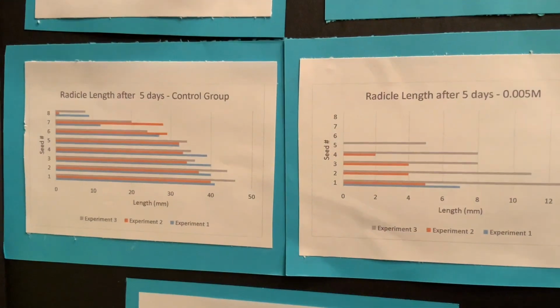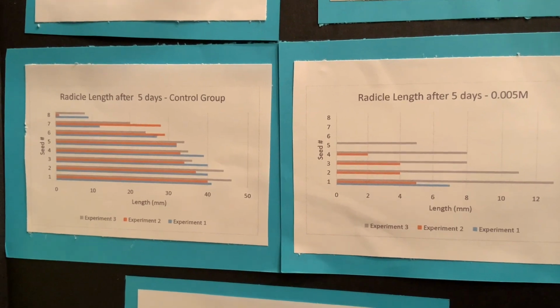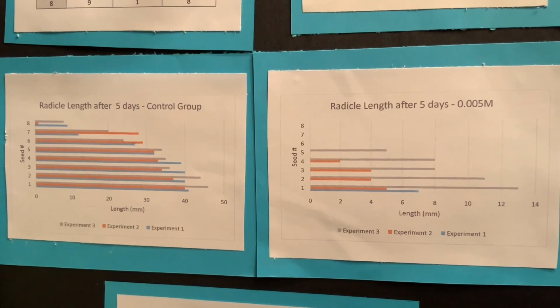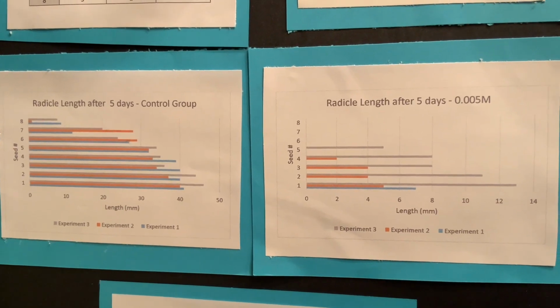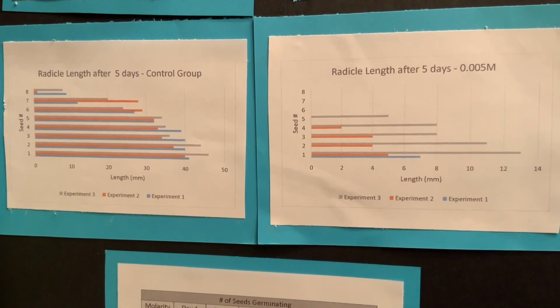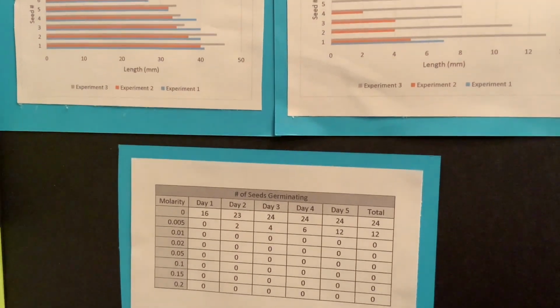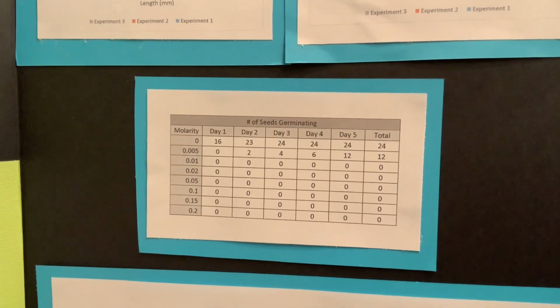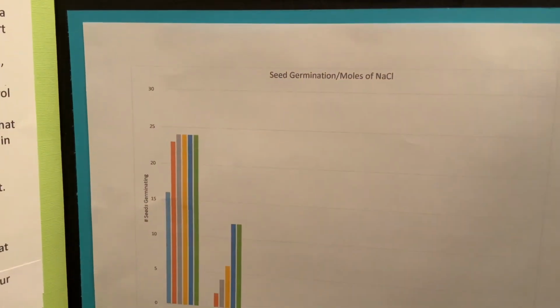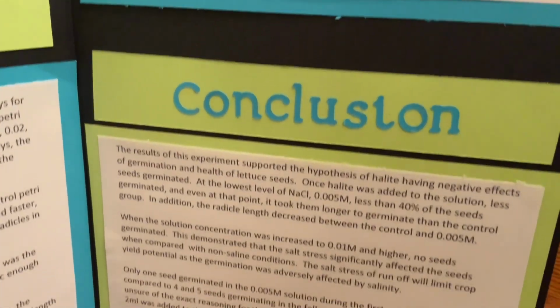The average radical length for the control was approximately 30 millimeters, and the average length of the radical in 0.005 moles was only 2.81 millimeters. This demonstrates the negative effects of halite or sodium chloride on lettuce seeds, which proves my hypothesis as well as demonstrates that as a society we should reduce the amount of salt that is getting into our agricultural areas.